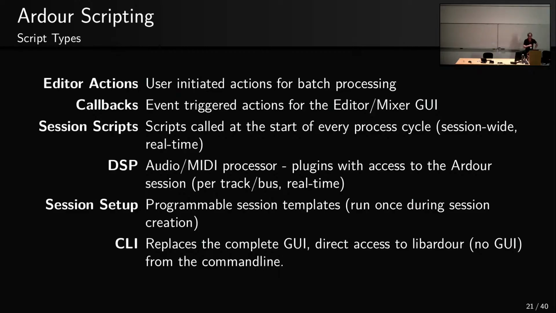The second part are callbacks. They're triggered automatically, indirectly, by an action. Maybe a record changed or the session is saved, and it's a trigger that eventually runs your script, also in UI context. Or you can do post-export automation and run a script that does extra functionality there. They're kind of rare. What I didn't expect, I thought they might be more useful. The same is true with session scripts. They run in real-time context at the start of every process cycle.